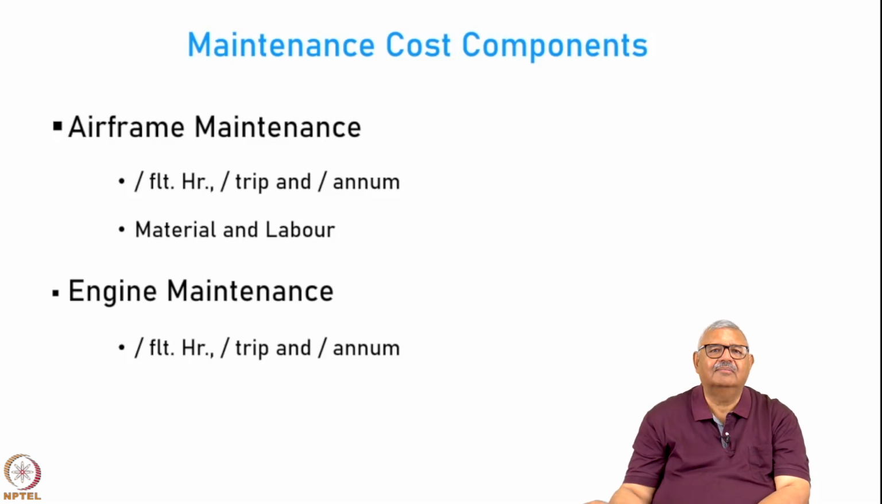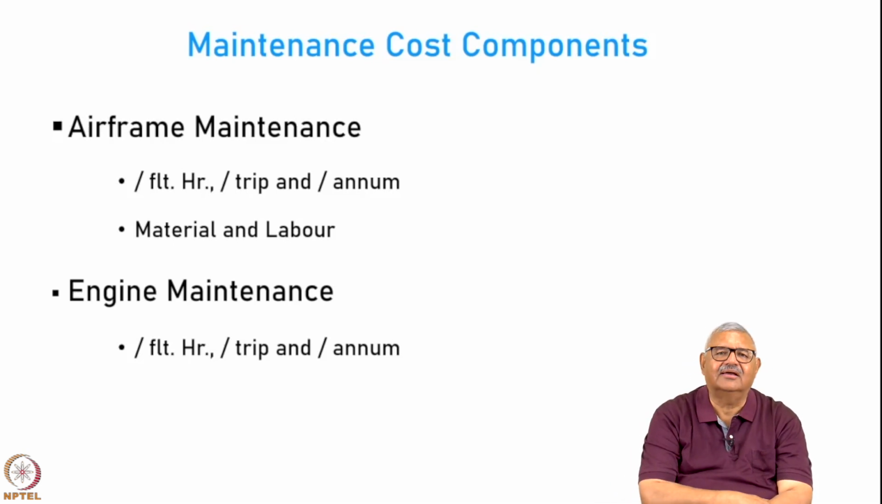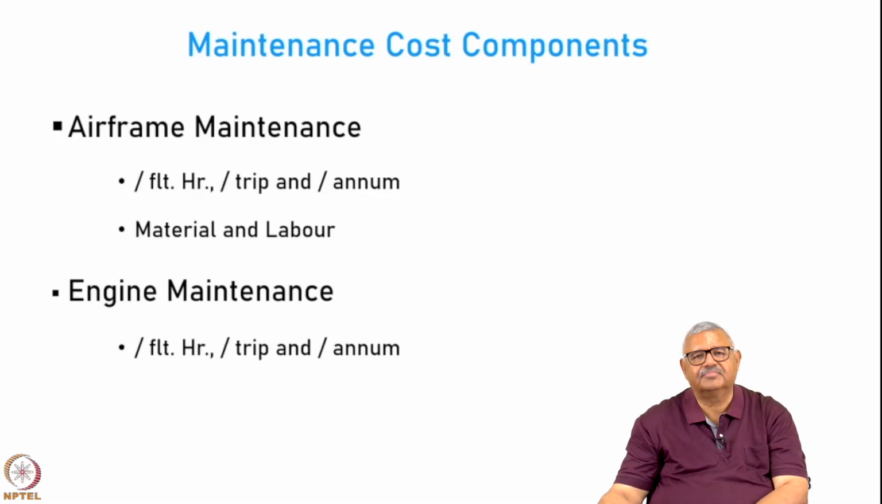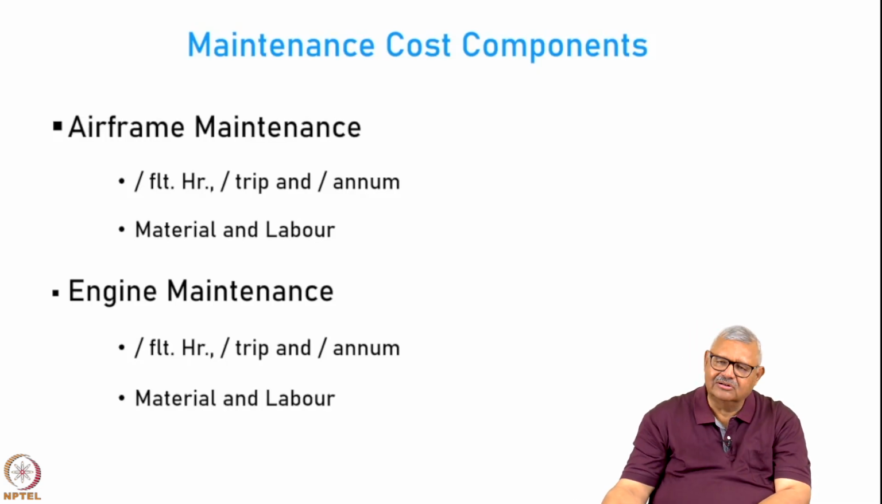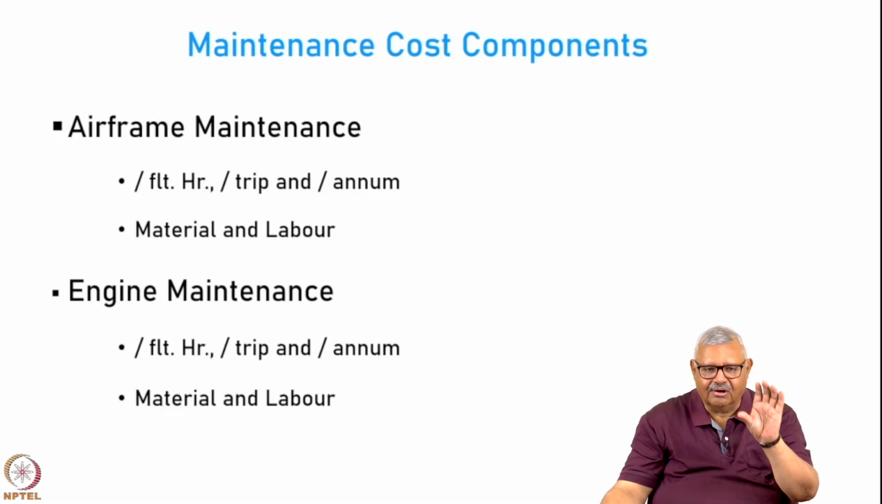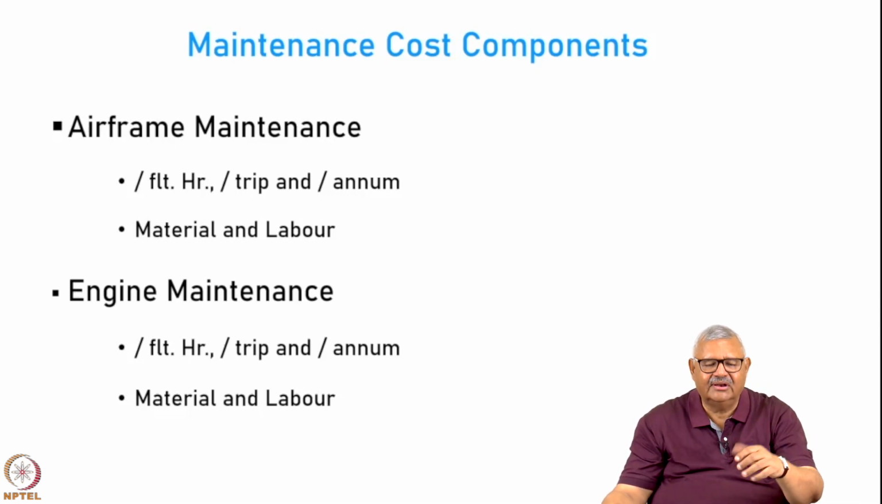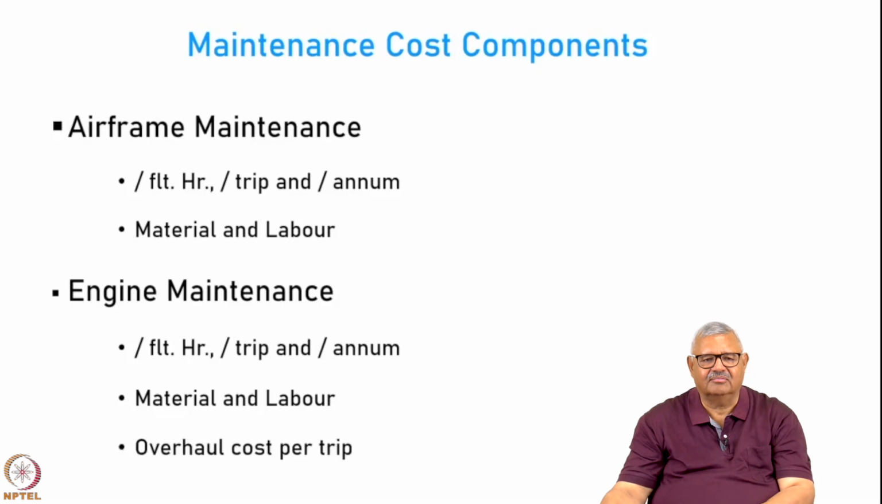Okay. So, for example, there may be a requirement to change the tire after so many trips. So, let us say after n trips you have to change the tires, which costs so much. Therefore, you divide the total cost of the tires by that n, and you will get the cost per trip, just an example. Here also you have cost towards material and labor. So, we are going to get all these components, material and labor, per hour, per trip, per annum for both airframe and engine, and use it for our estimation.